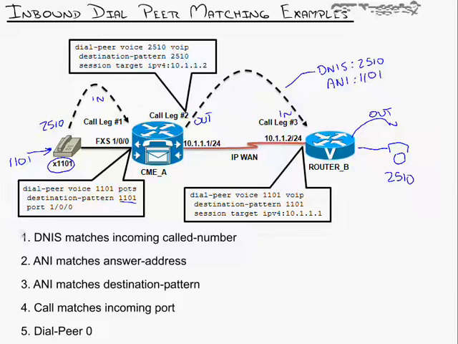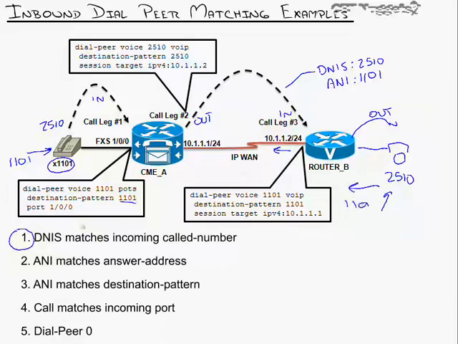First thing it does is say, does the dialed number, DNIS 2510, match some incoming called number on this? We look at the config, and the only config we have on router B says to reach 1101, that's going this way, to reach 1101, go to 10.1.1.1. So we have a dial peer allowing this phone to call 1101, and it will process and send to the other side.